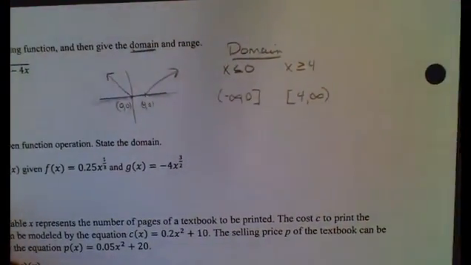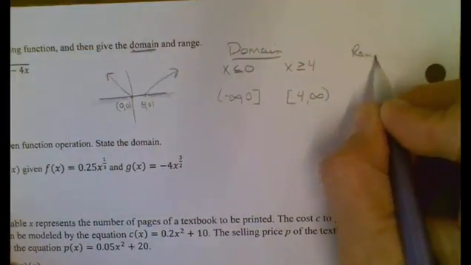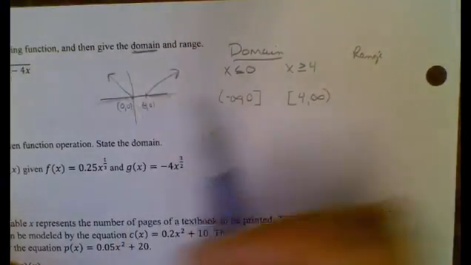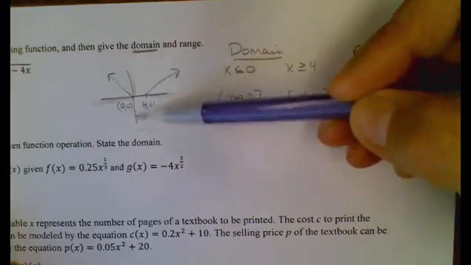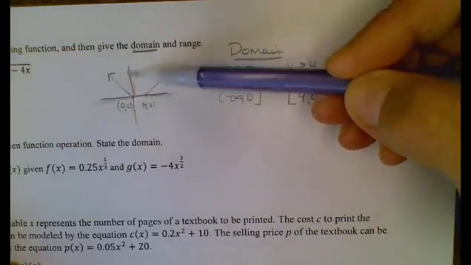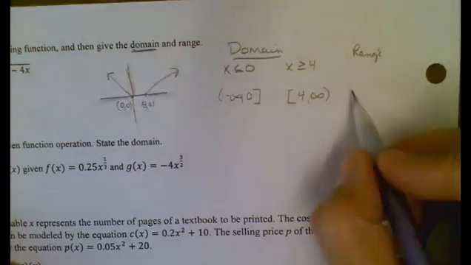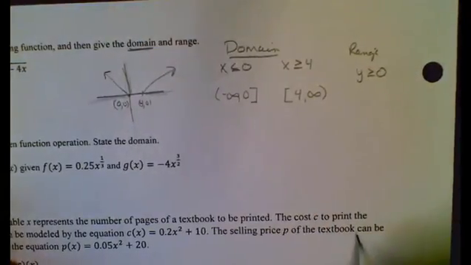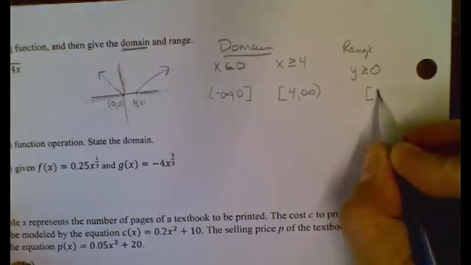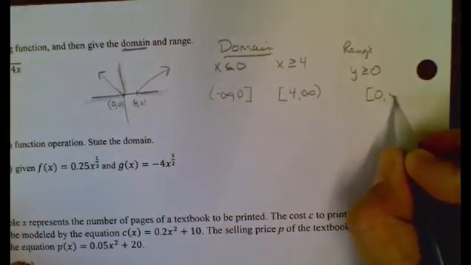And then your range, the range is your y values. So if you look at the range, that's what y values have you graphed. So now you're looking this way, and you haven't graphed anything below this axis. You start at 0, and it's everything above the axis. So the range is going to be y is greater than or equal to 0. Or if you want to put that in interval notation, starting at 0, including the 0, to infinity.